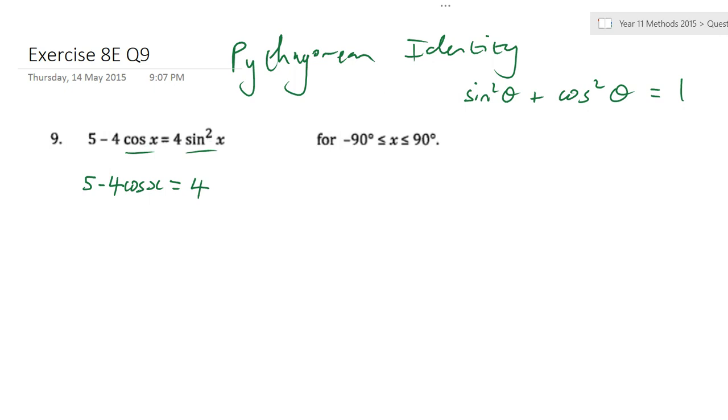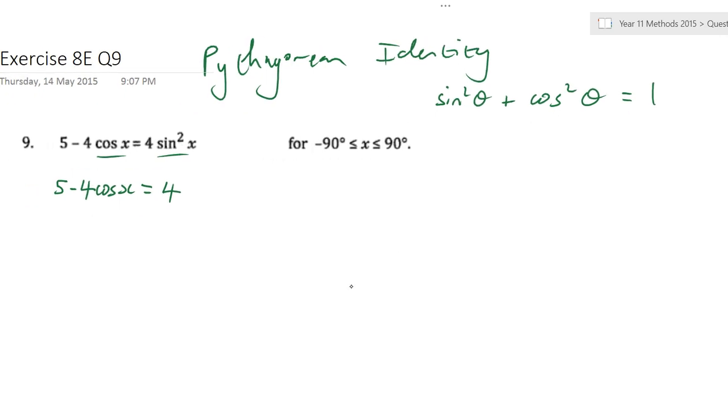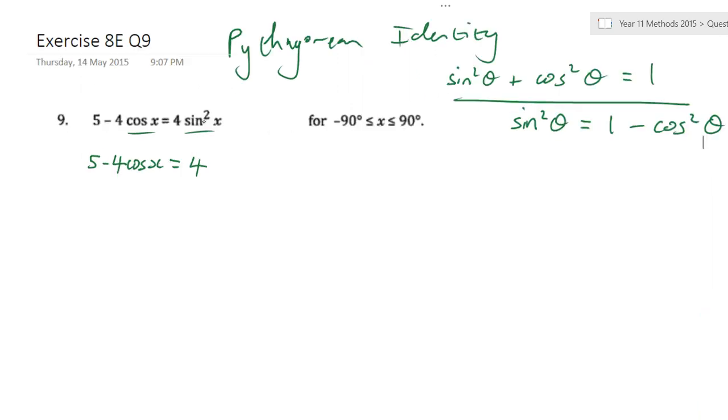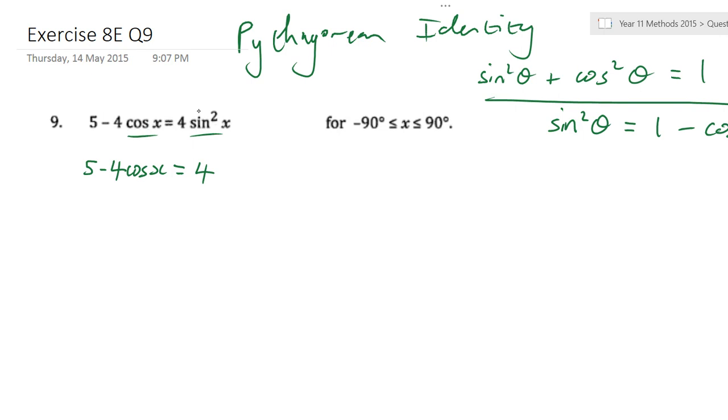So if I look at my Pythagorean identity here, I'm going to rearrange this to make sine squared the subject. So sine squared equals 1 minus cos squared. Okay, so I go back to my equation here, and I use that substitution. So instead of sine squared x, I'm going to use 1 minus cos squared x.